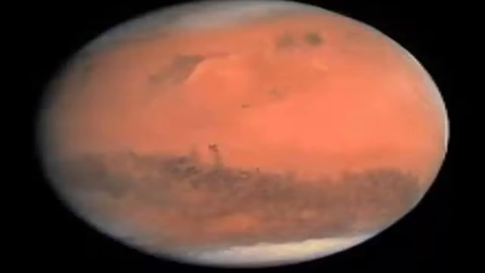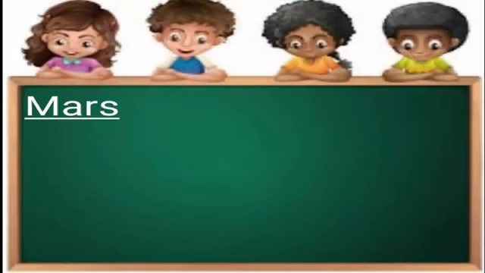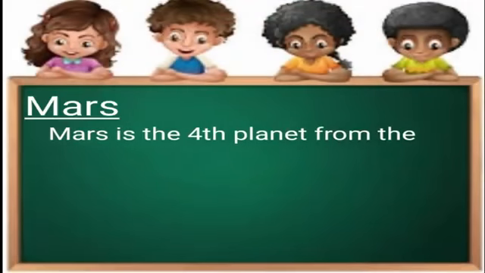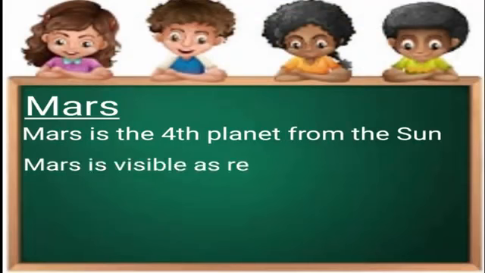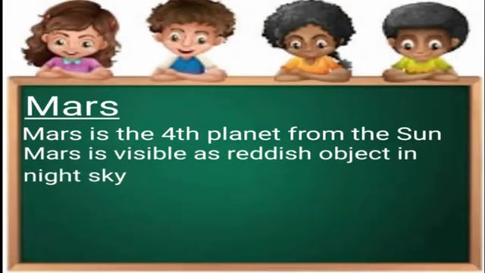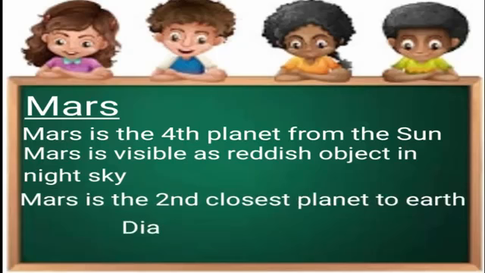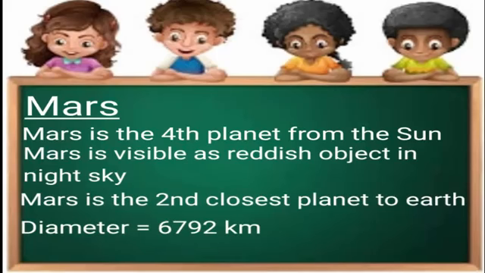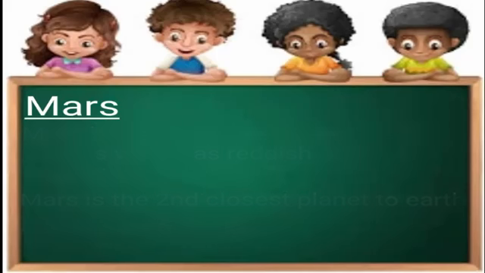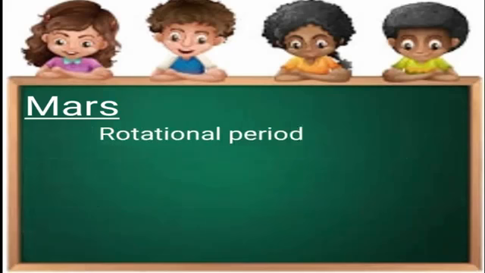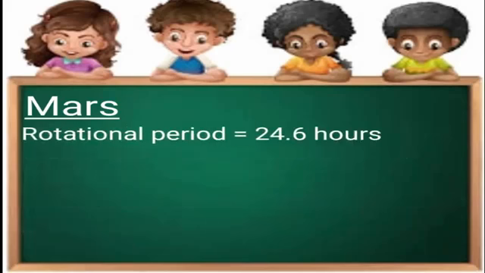Next we are going to learn about the planet Mars. Mars is the 4th planet from the Sun. Mars is visible as a reddish object in the night sky, therefore it is called the red planet. Mars is the second closest planet to the Earth. Diameter of Mars is 6,792 kilometers. The rotational period of Mars is 24.6 hours.